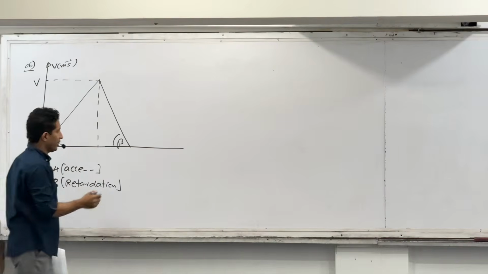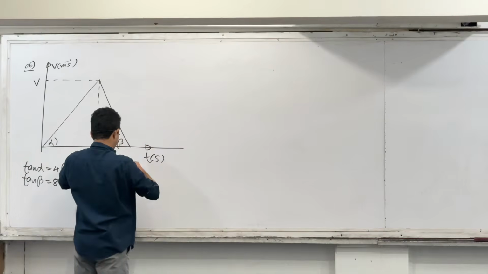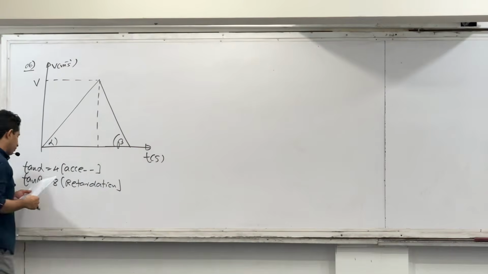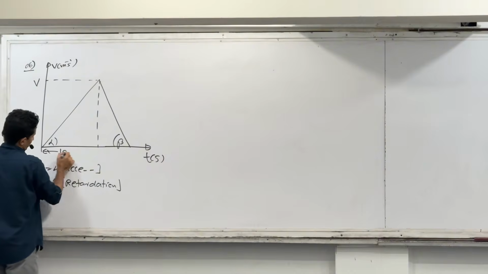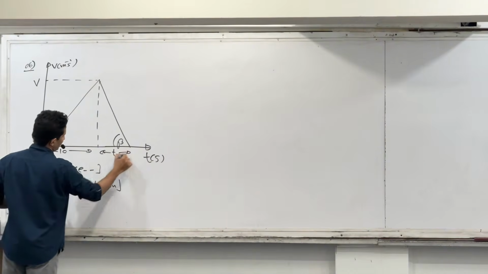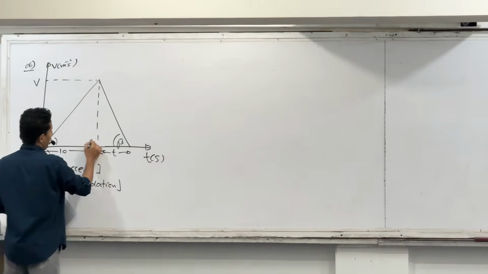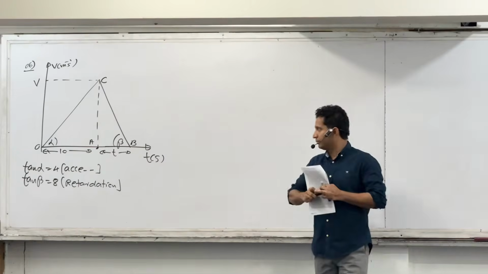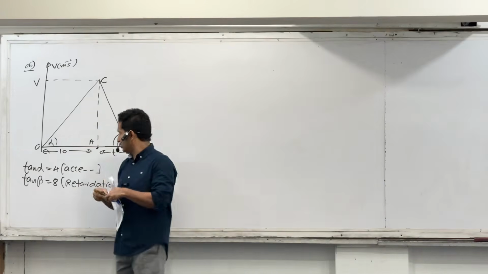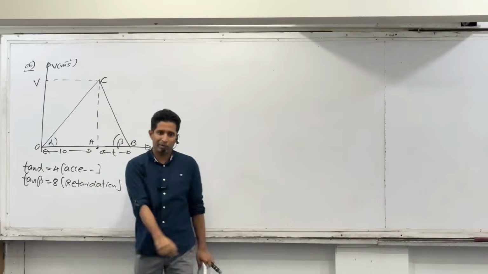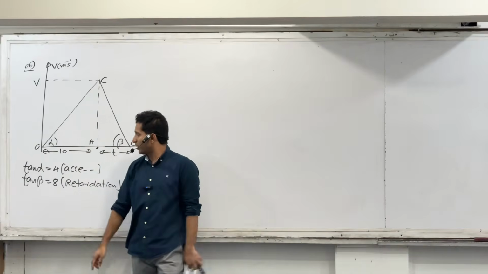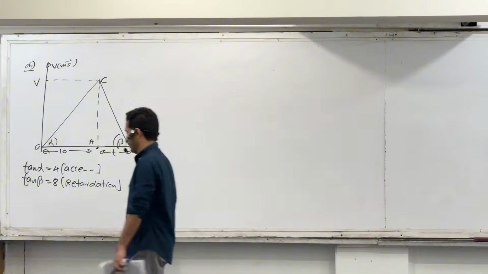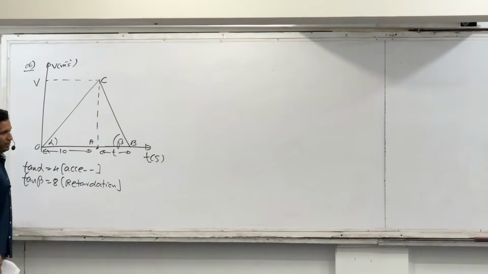Okay, we need to find the maximum velocity. We don't know the retardation time, so I will take it as t. O, A, B and C. What is this? This is 10 times tan alpha. The maximum velocity will be 40 m s minus 1. That's my graph figure.